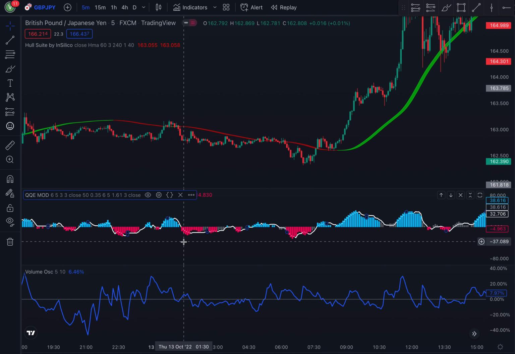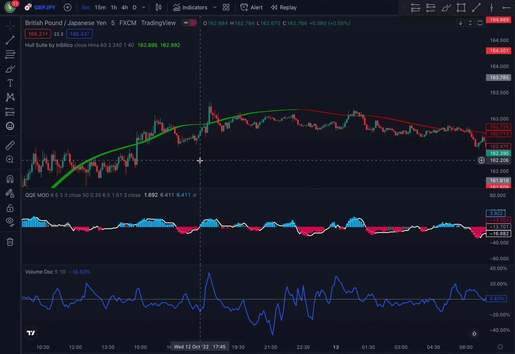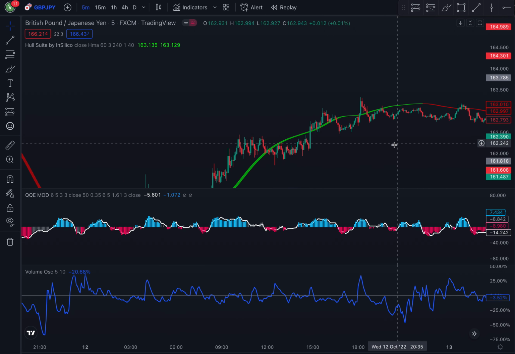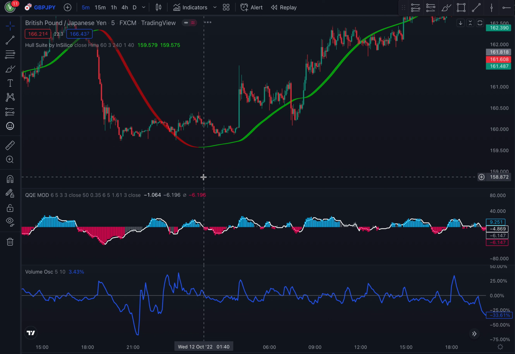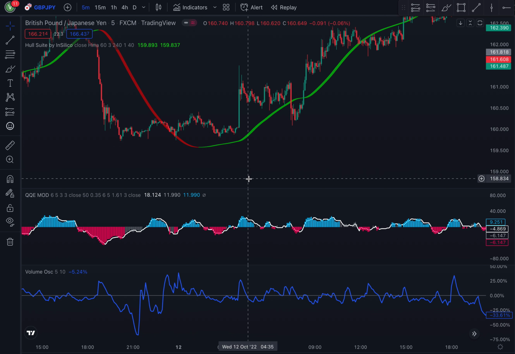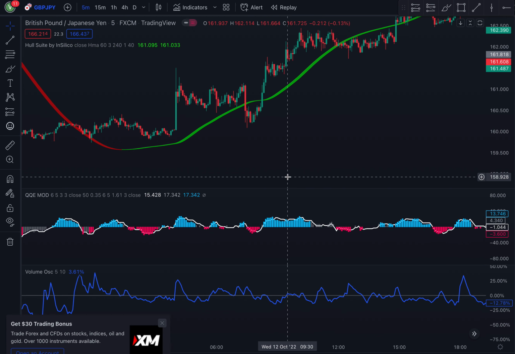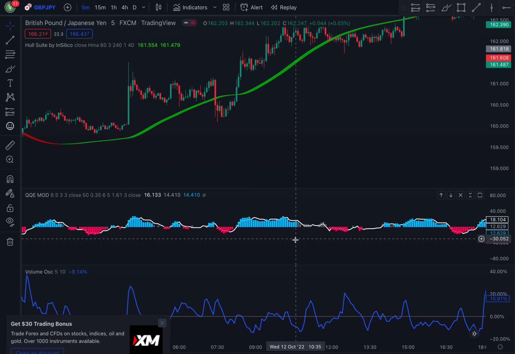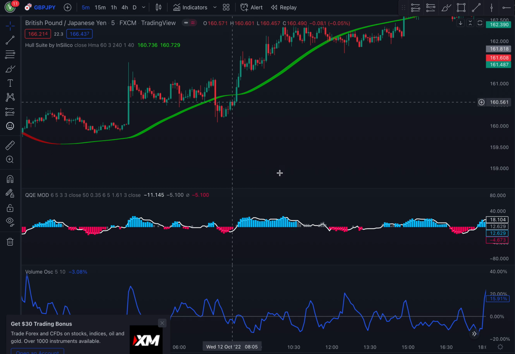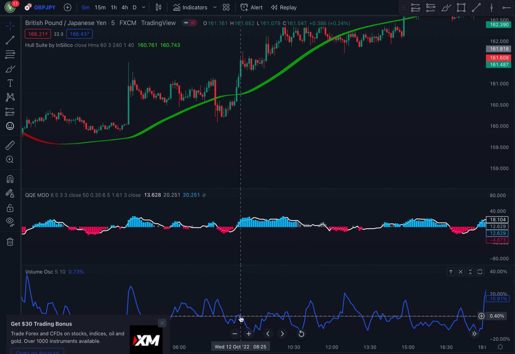All right, first of all, I'm going to start right here. Let me go back a bit and show you a few examples. So let's start right here. Let's look for a perfect signal. All right, so you can see, this is your first confirmation, second confirmation, and third confirmation.